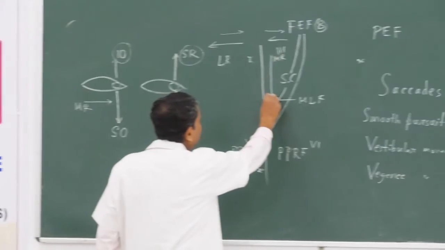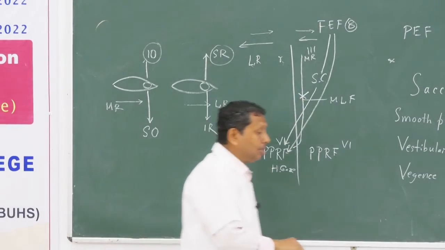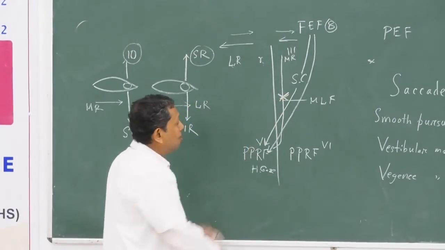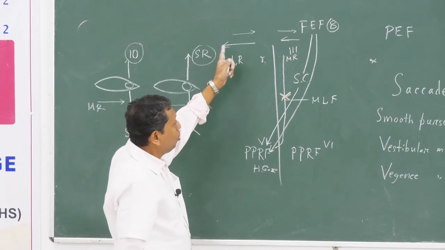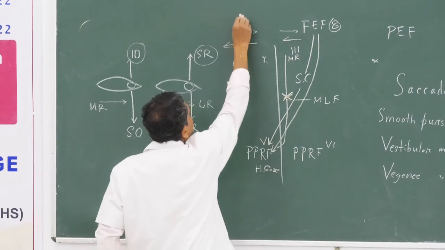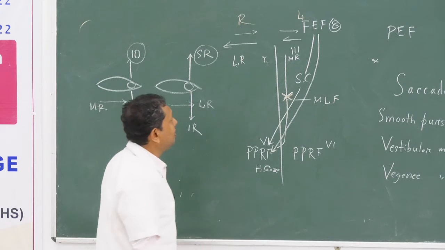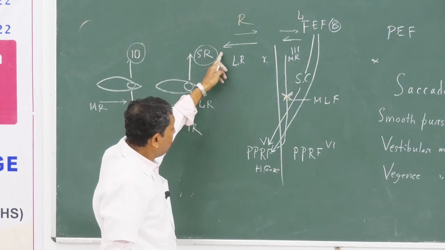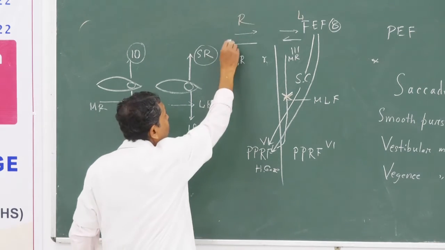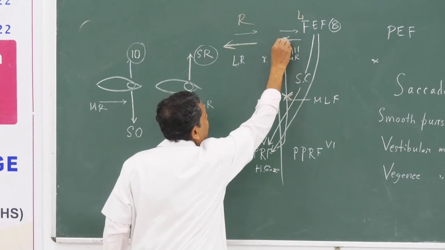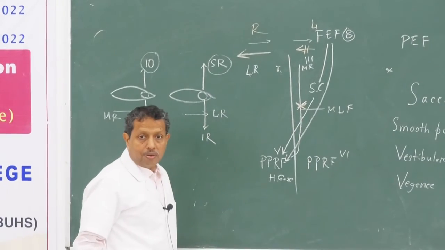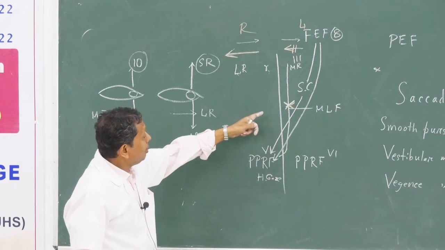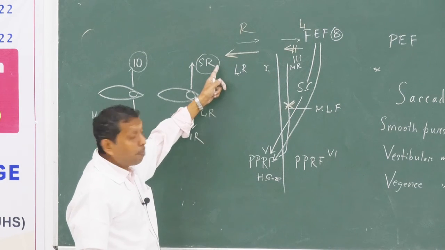If there is a lesion of the medial longitudinal fasciculus on one side, suppose I am looking at the individual, this is the right side and this is the left side. In that case, on this side there is the lateral rectus, so movement of this side and movement of this side, but this movement is gone. So the lesion is on the adduction side, but not on the abducting side.